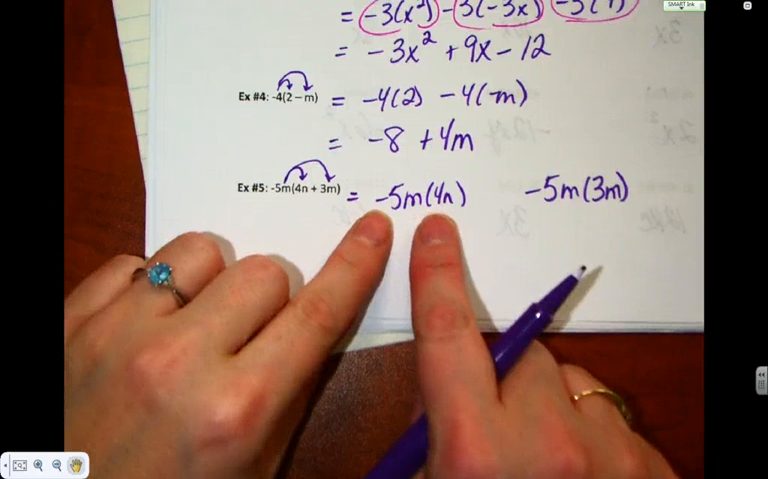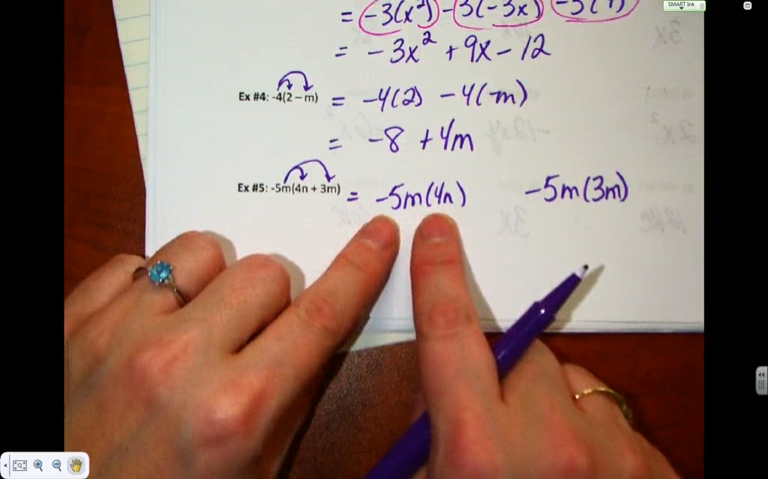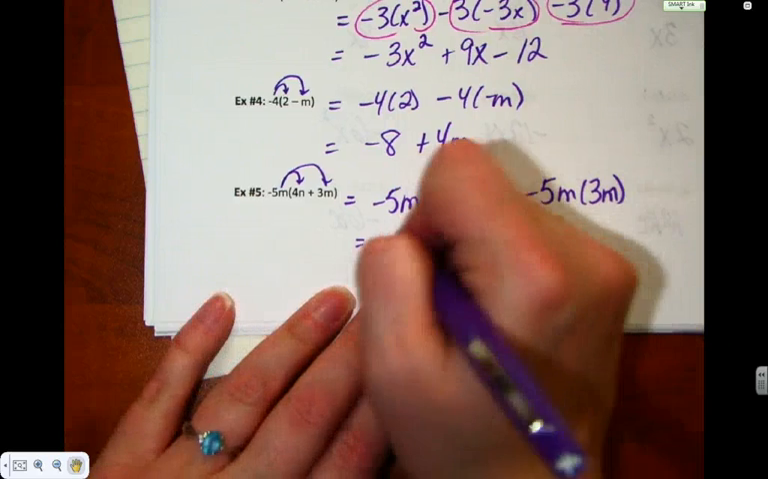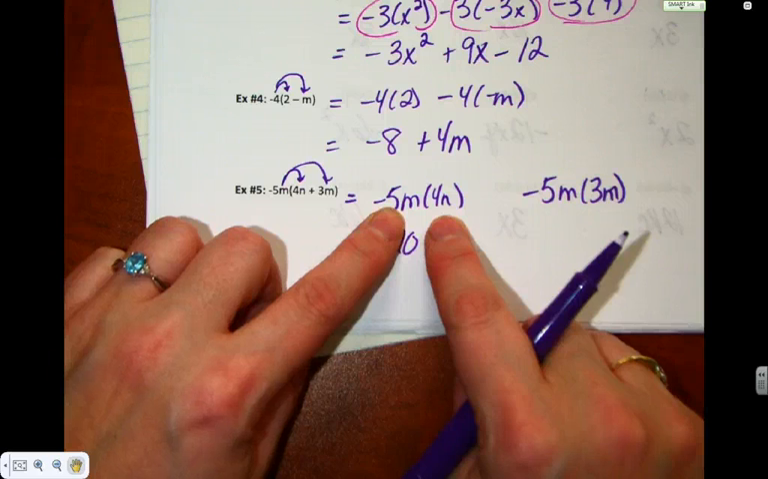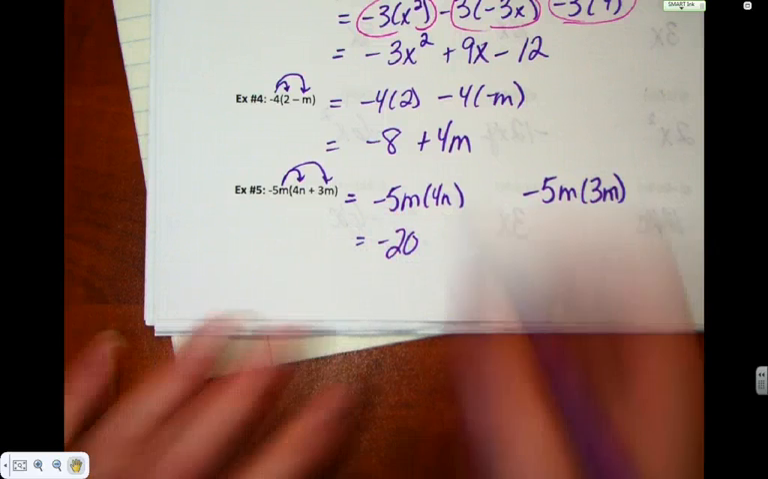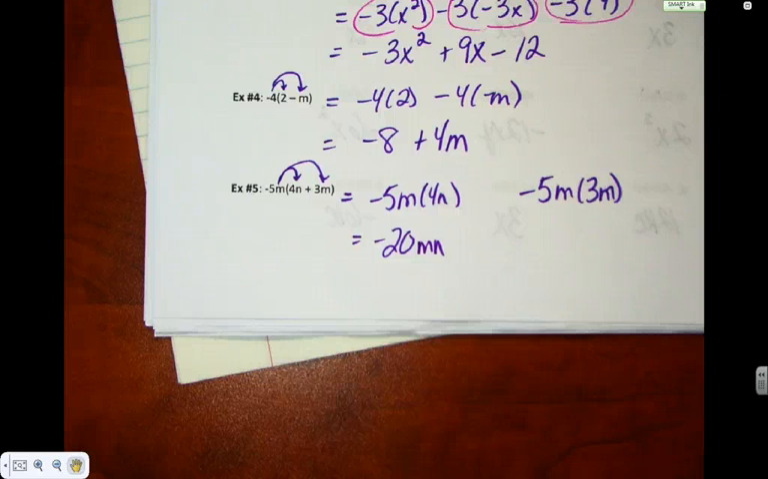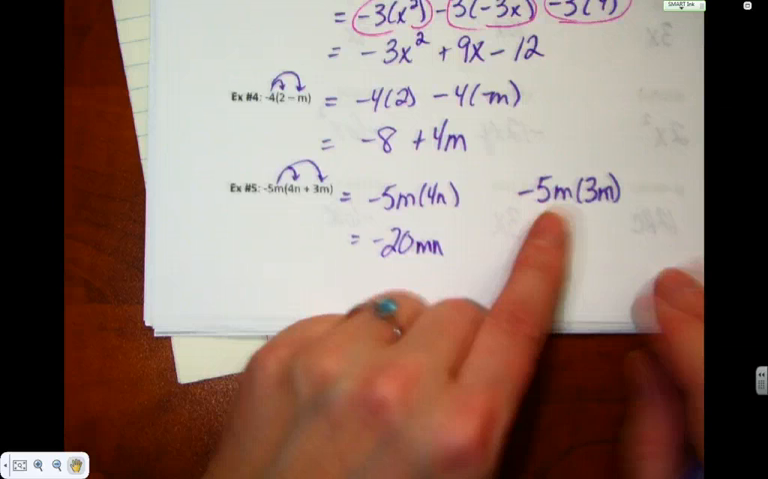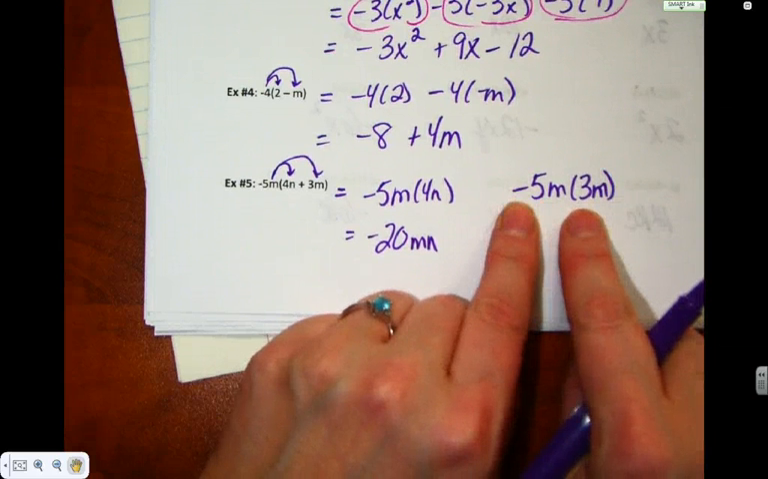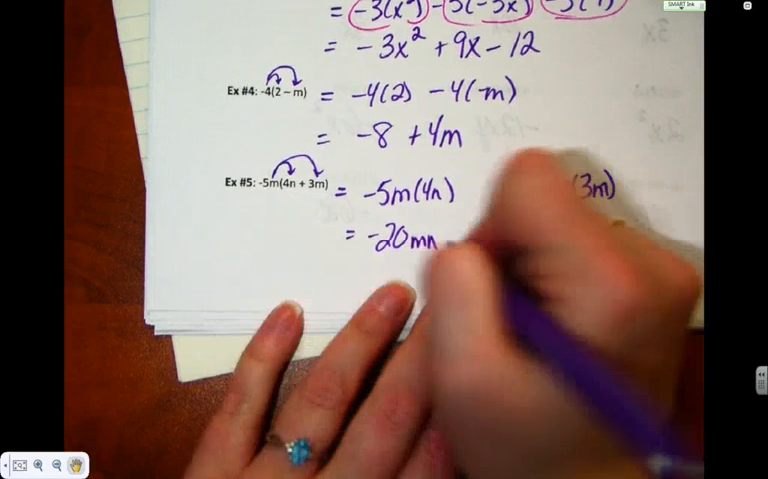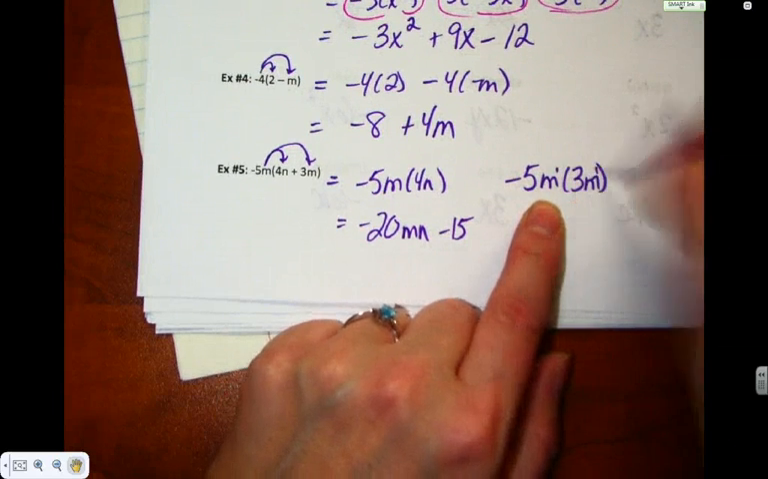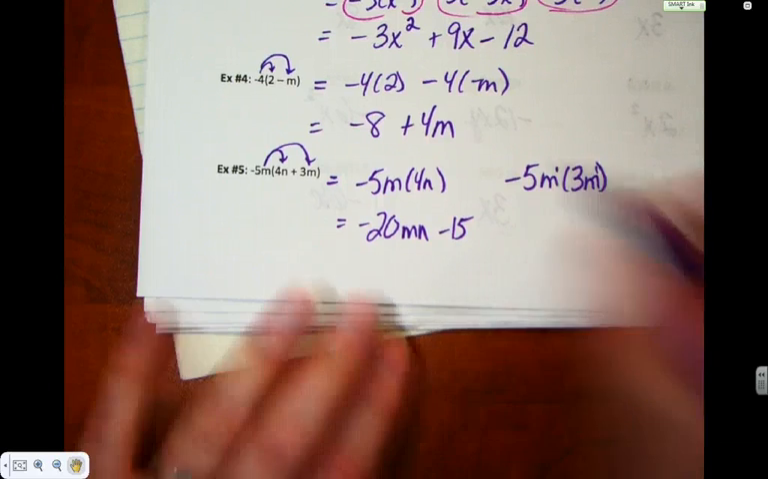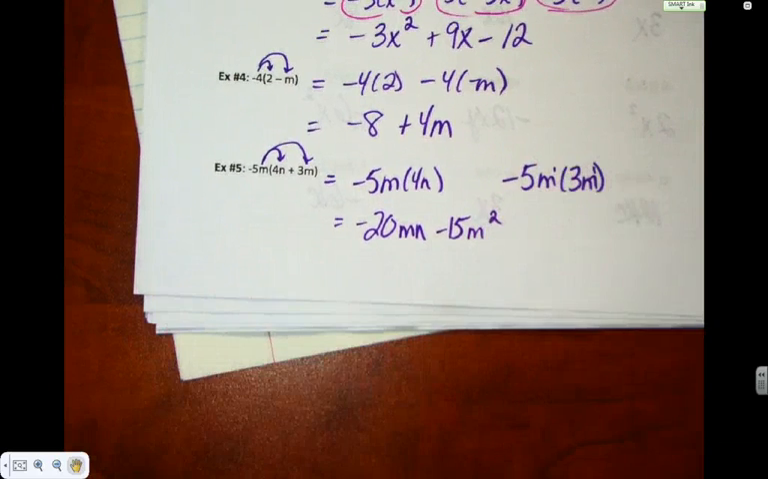Coefficient times coefficient, so minus 5 times 4. Perfect. Do m and n have the same variable? Nope. So what do we do when they're different variables? Smush it, mn. The second term, I have negative 5 times 3, negative 15. Are the variables the same? Okay, so I've got an m to the 1 and an m to the 1, and m times m makes m squared.